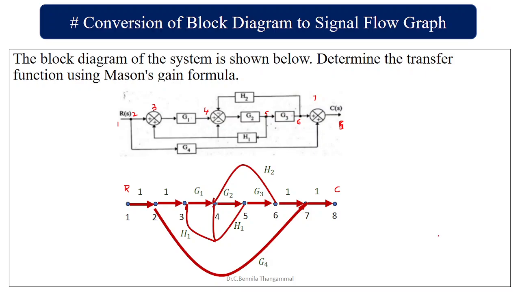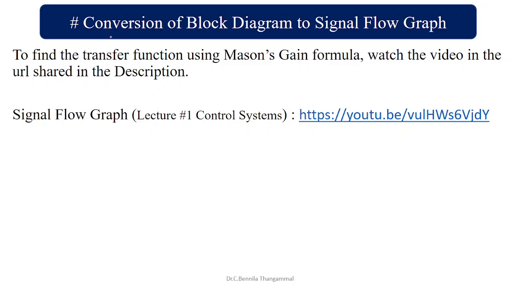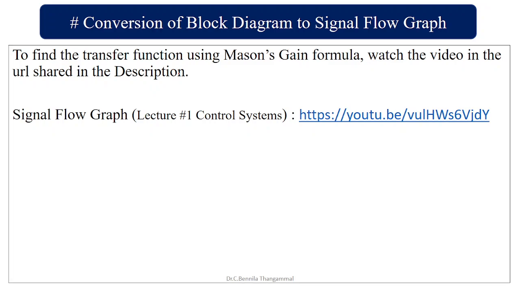For this signal flow graph, we have to find a transfer function using your Mason's gain formula. So this is already available. I have given the video here. I have given the URL of the video in the description box also. And this is going to be on YouTube. You can watch the YouTube video to find the transfer function of a signal flow graph using Mason's formula here, right?